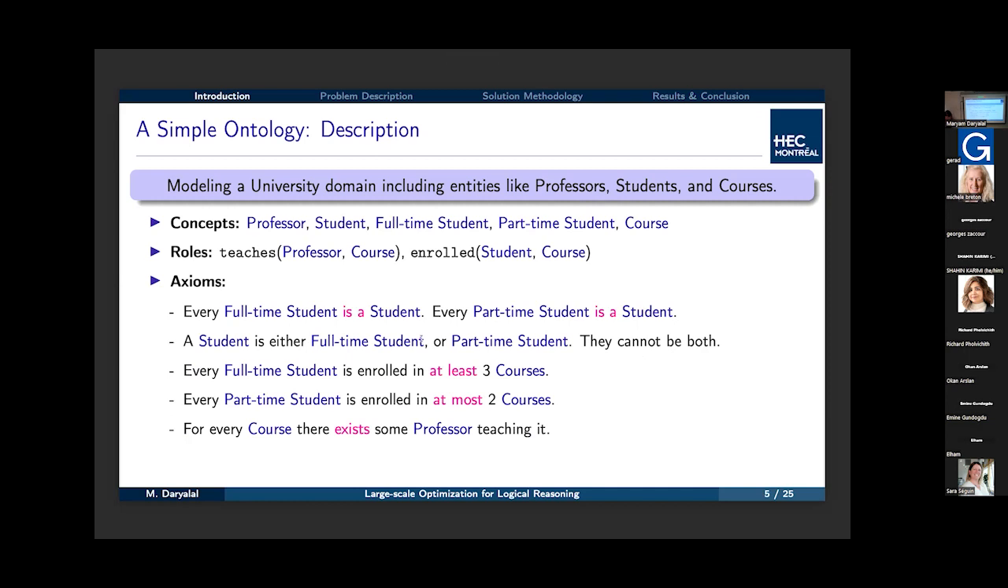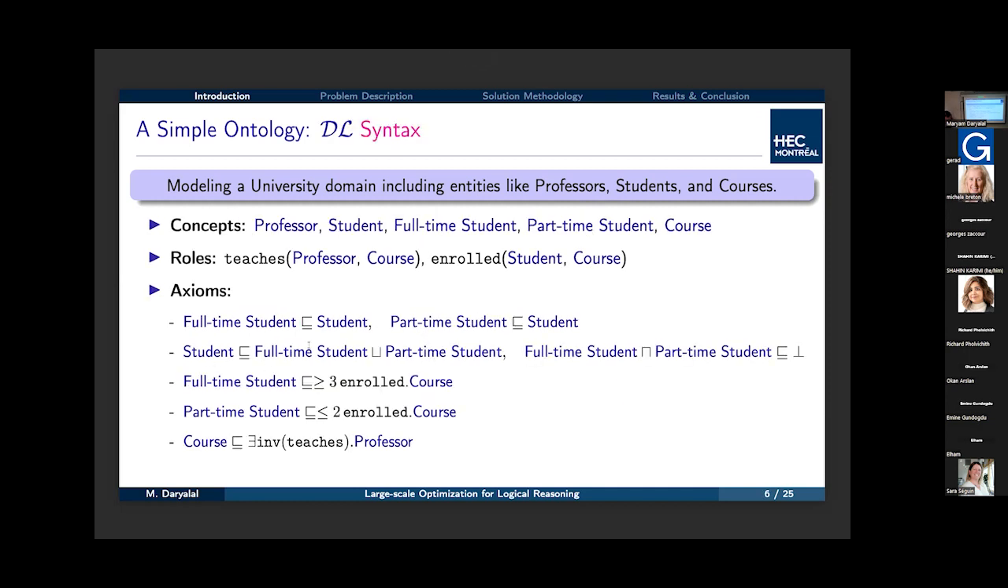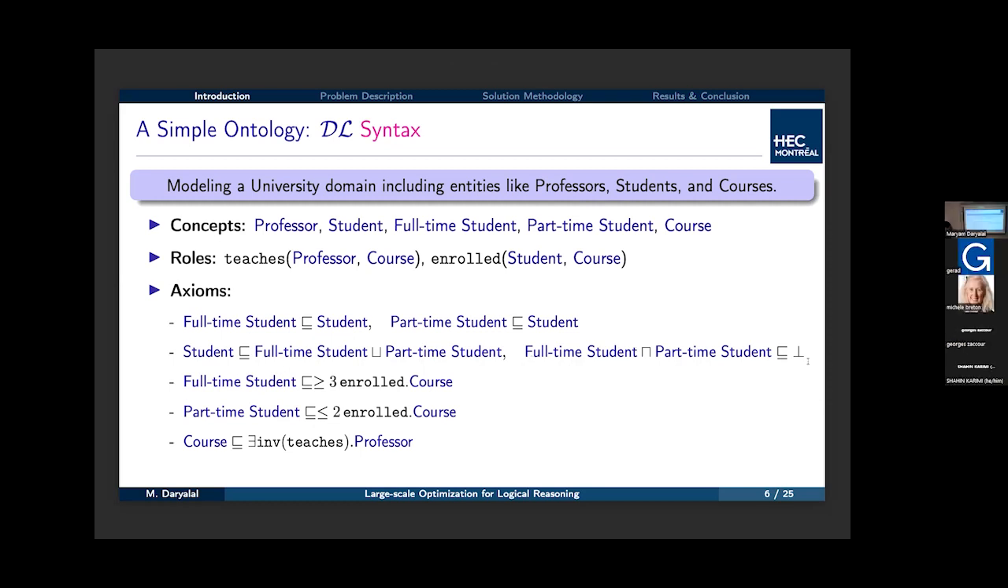Another thing: a student is either a full-time student or a part-time student. They cannot be both. So now I can relate these using another operator, the disjunction operator, and also the conjunction operator. A student belongs to the union of full-time student and part-time student. And the conjunction of full-time student and part-time student is empty; they are disjoint. Here, this symbol is the nothing symbol. This is a special concept that is a subclass of all other concepts, and as the name suggests, it doesn't have any members in it.